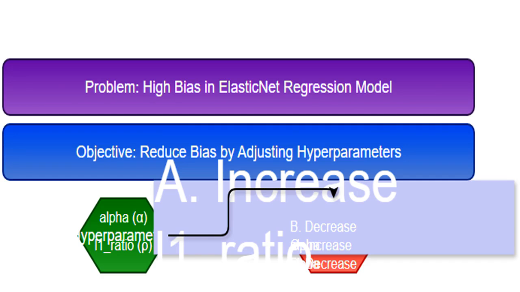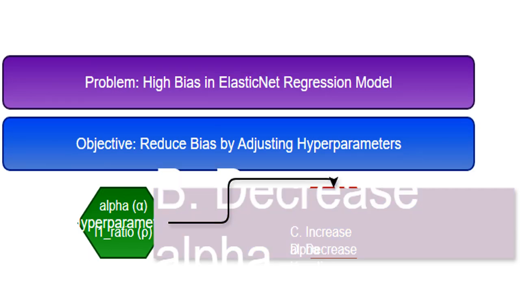Increasing L1 ratio pushes my model towards lasso, which tends to increase bias. That would make the problem worse. So this is not a good option. Decreasing alpha weakens regularization, which makes my model more complex and helps reduce bias. That's what I need to fix my high bias problem. This is a good choice.